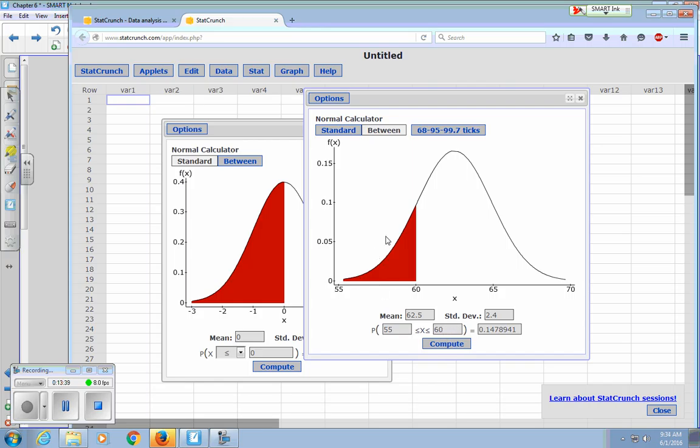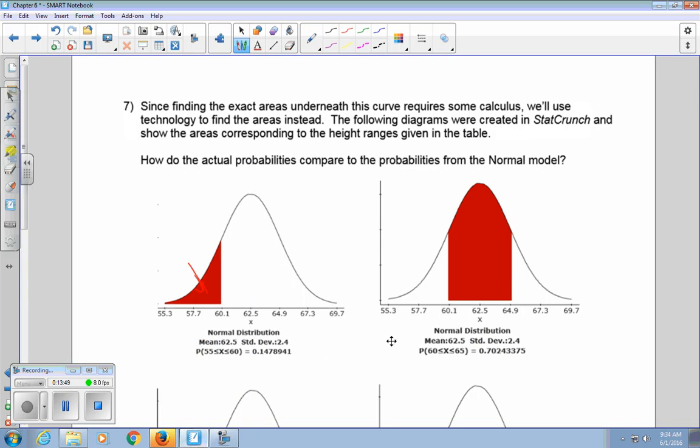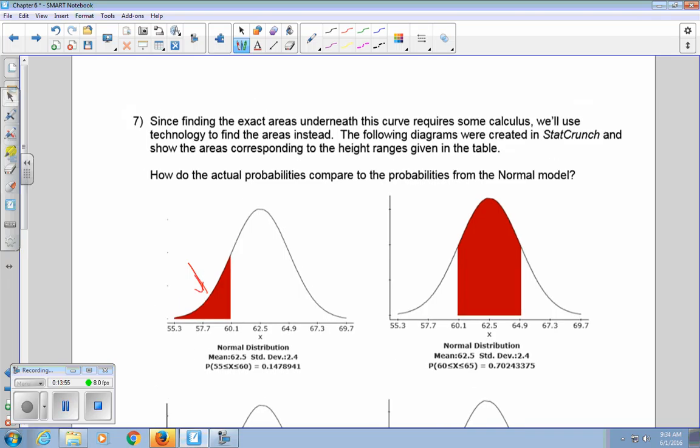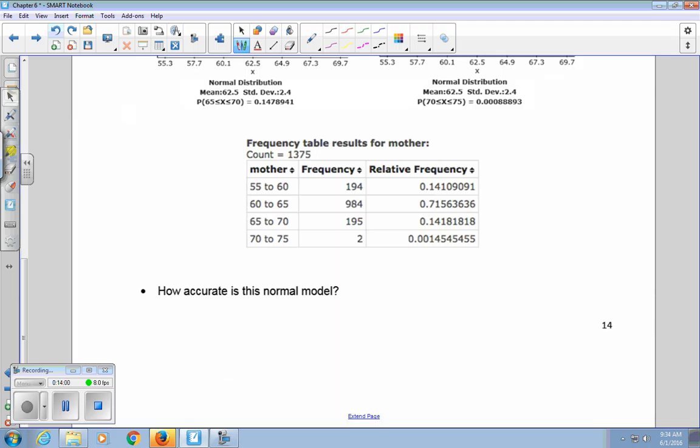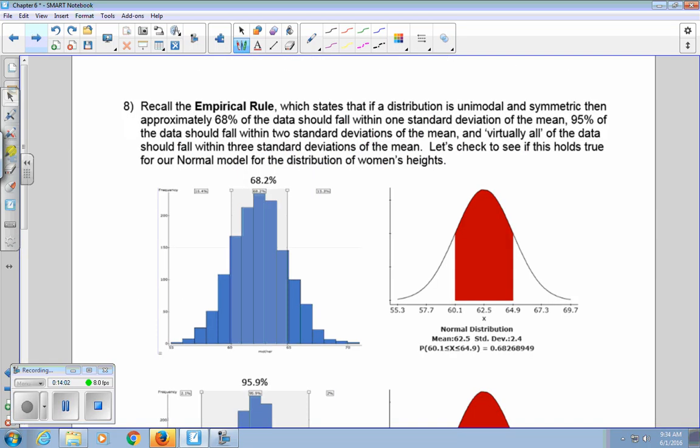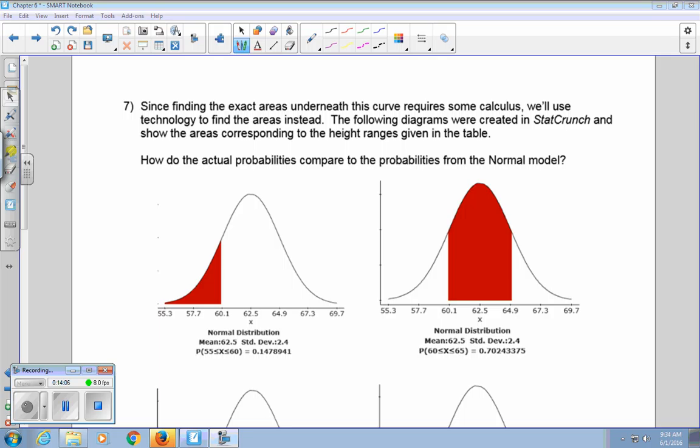And StatCrunch shaded in the actual area that I was looking at and gave me the area under the curve, which is 0.147. So that is where these diagrams came from. They were calculated in StatCrunch. And so we can compare what the model found to the actual.